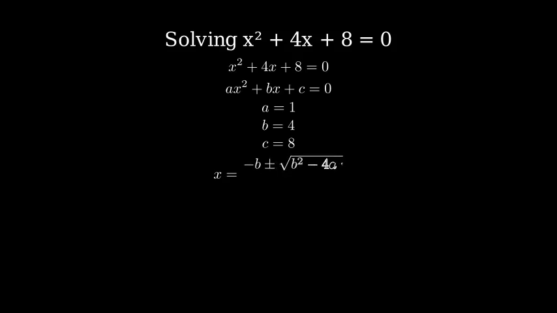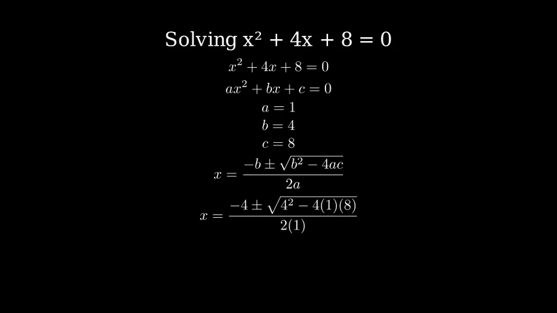Now, let's recall the quadratic formula. x equals negative b plus or minus the square root of b² − 4ac, all over 2a. Let's substitute our values. Negative 4 plus or minus the square root of 4² − 4 times 1 times 8, all over 2 times 1.